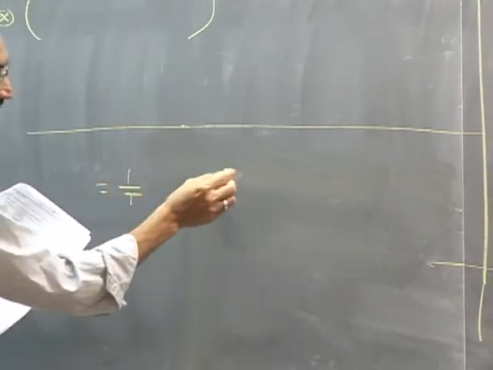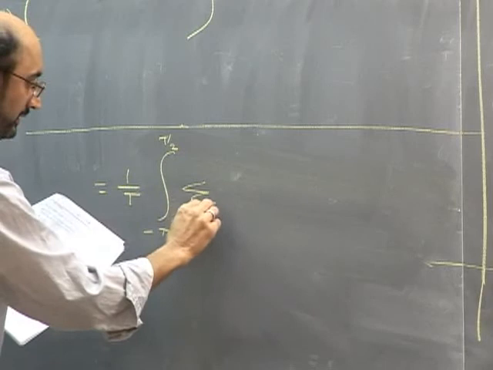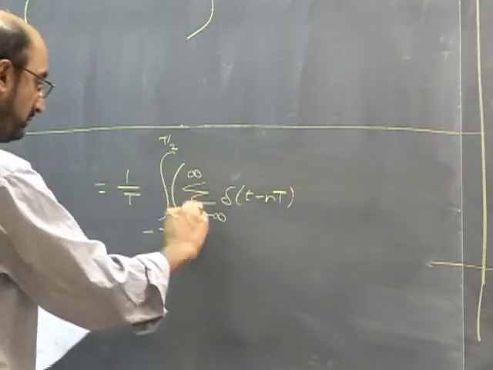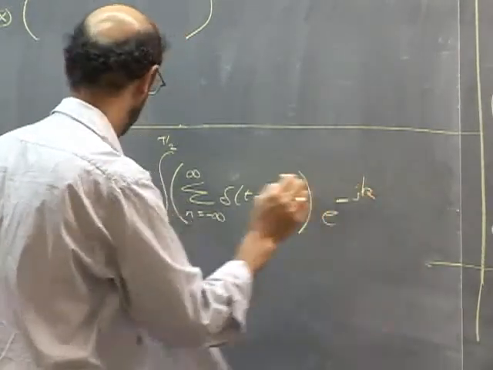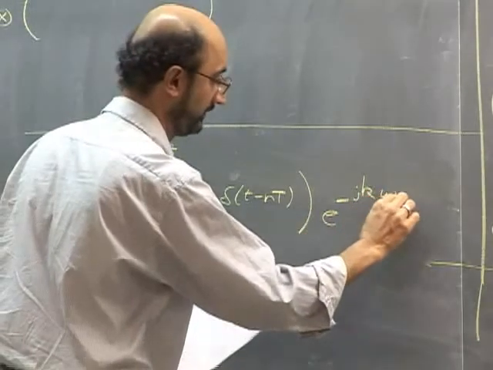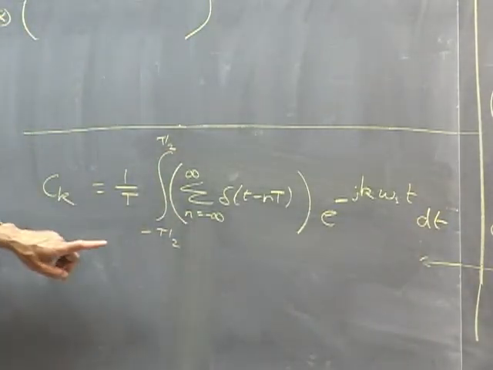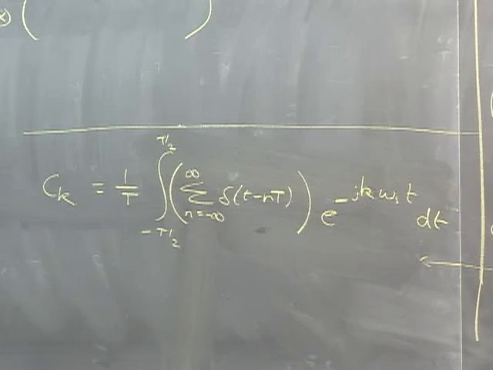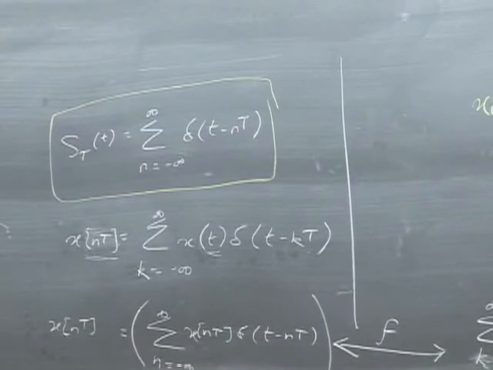It's equal to 1 over T. I have to substitute s(t) properly. Minus T over 2 to T over 2, sigma n equals minus infinity to infinity, delta t minus nT, e to the minus j k omega s t dt. All I'm doing here, by the way, is substituting for s(t) as sigma n equals minus infinity to infinity delta t minus nT. Why? Because that's the definition of the sample train. We define s(t) equals this one right here. This is just a definition. I just put it in here. I'm just trying to find out what Ck is, basically.